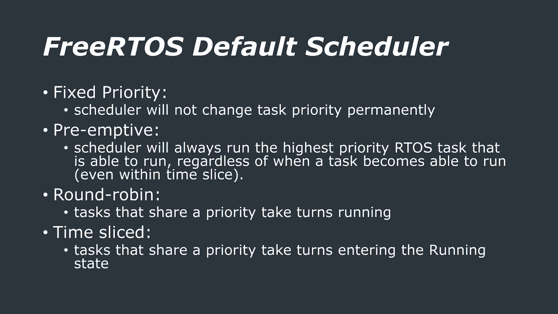Round robin means that tasks with the same priority will take turns running, and time sliced means that the scheduler will switch between tasks of equal priority on each tick interrupt. I will cover what happens at a tick interrupt in a moment.